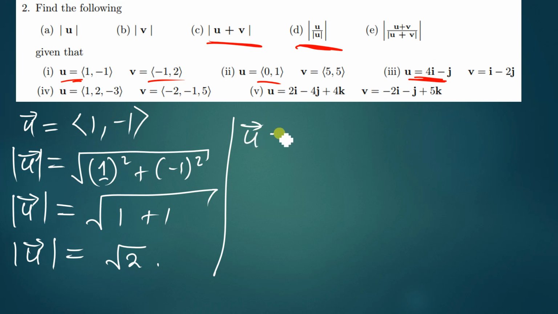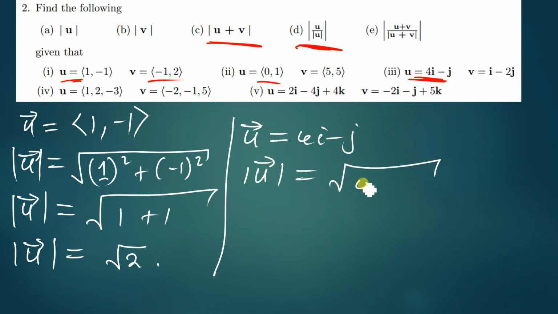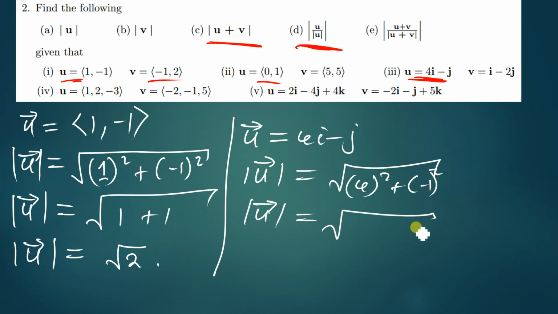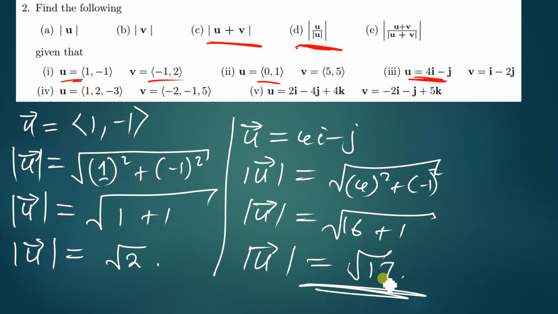So we have u is equal to 4i minus j. So the magnitude of this vector u will be equal to 4 squared, plus -1 squared, the coefficient of j there is -1. We also square it. So we have 16 plus 1. And the magnitude of the vector u gives us the root of 17.